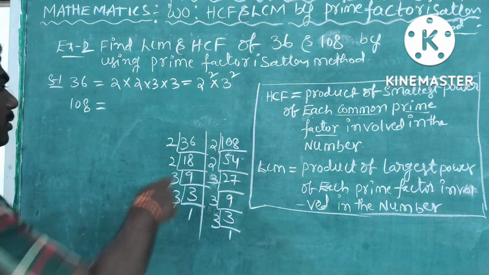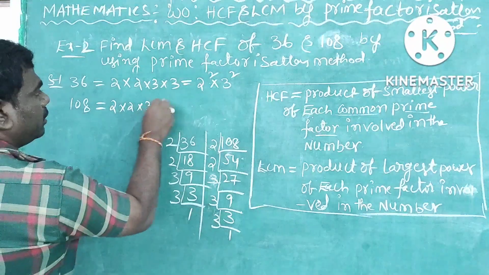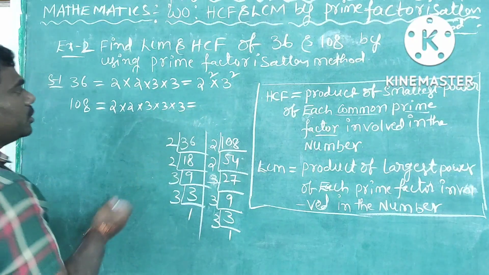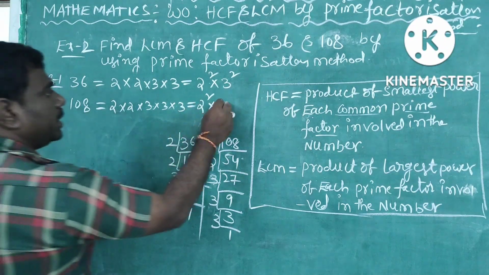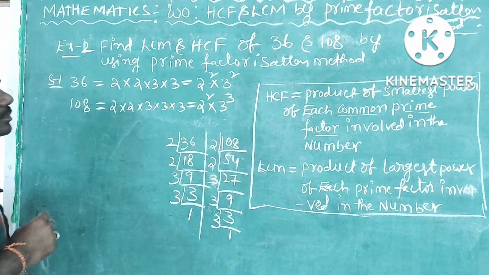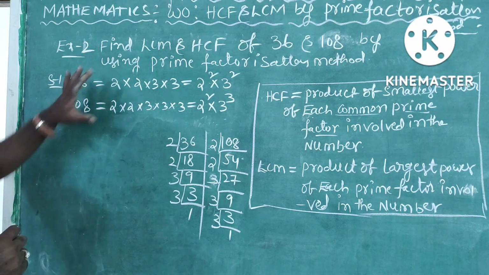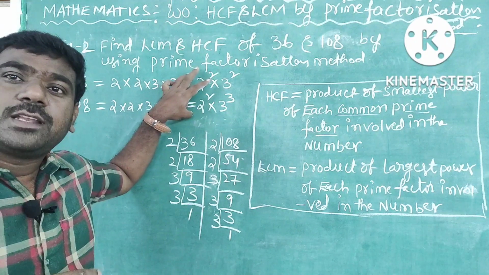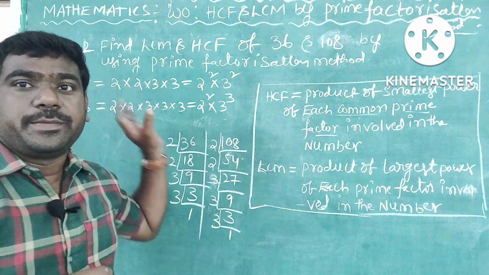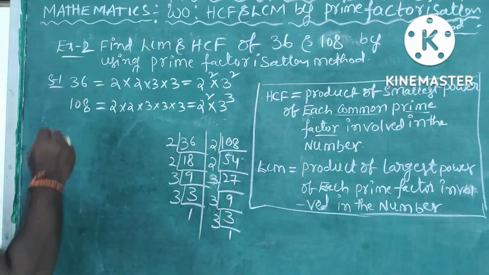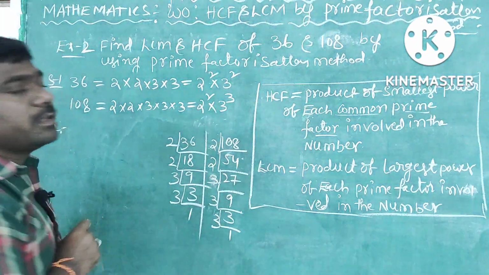So what is the prime factorization of 108? In order, 2 into 2 into 3 into 3 into 3. Here 2 is repeating 2 times, which is 2 square, and 3 is repeating 3 times, which is 3 cube. Now, by using the Fundamental Theorem of Arithmetic, we found the prime factorization of the given numbers. Next, step 2: by using the HCF and LCM formulas, we have to find the HCF and LCM.